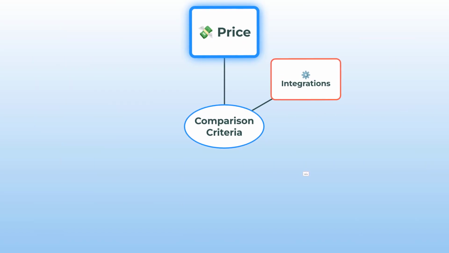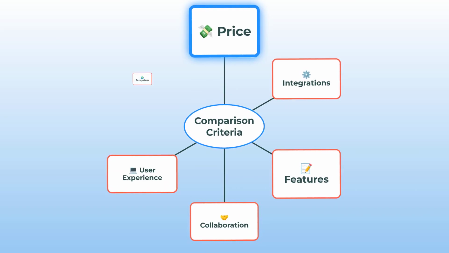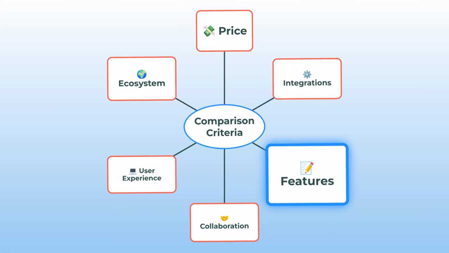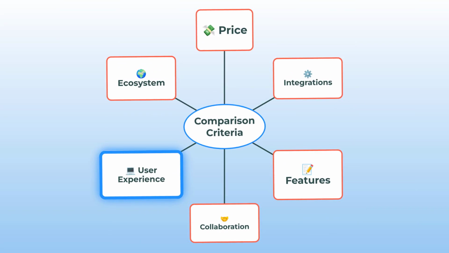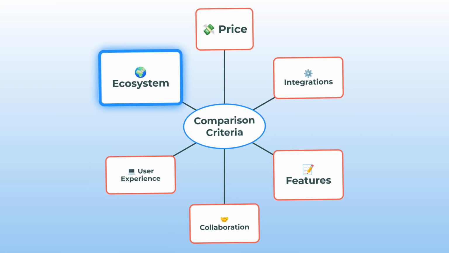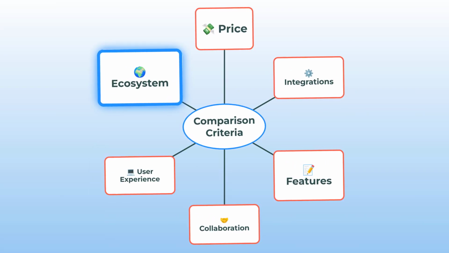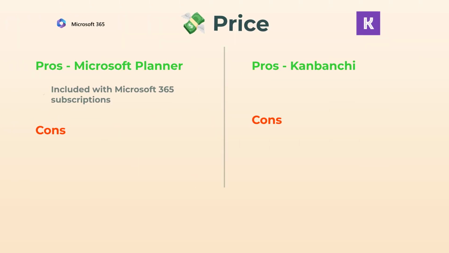Let's get into it. So here's what we're going to look at, price. Because, why not start with the money? Then integrations, features, collaboration, user experience, and finally, the whole ecosystem. We'll size these up side by side, so stick with me. Let's kick off with pricing.